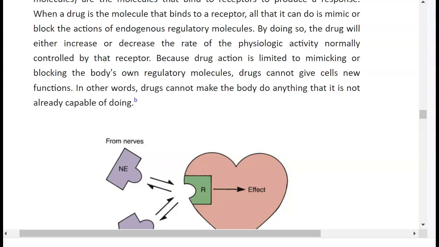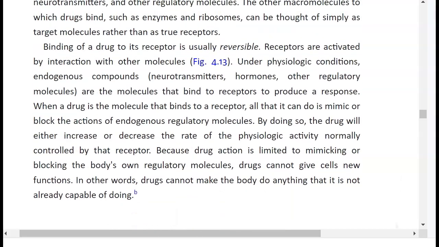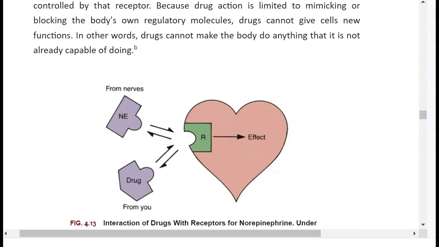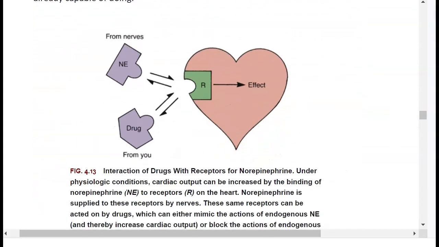Because drug action is limited to mimicking or blocking the body's own regulatory molecules, the drugs do not actually give the cells new function. So in other words, drugs cannot make the body do anything that it is not already capable of doing. Right? When we're talking about drug receptors, okay?